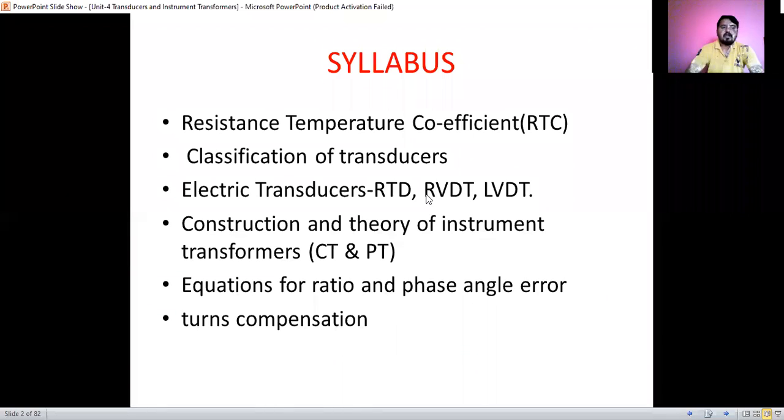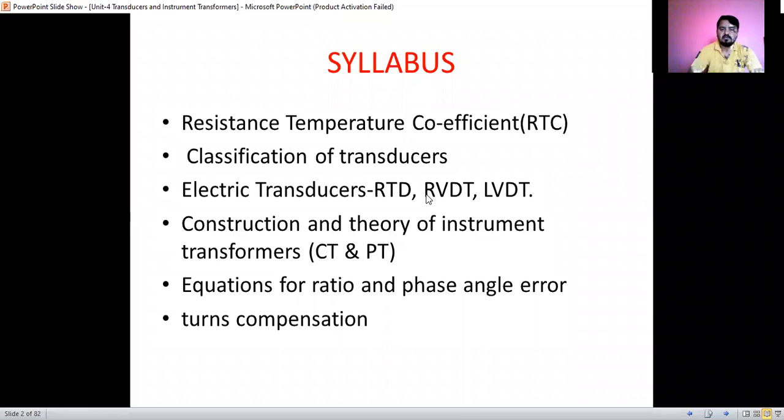So in that current and potential transformers, what are we going to discuss? We are going to discuss the construction and theory of instrument transformers. That is nothing but the construction and working principle of current transformers and potential transformers, and the types of current transformers and potential transformers. Then the ratio equations and phase angle error equation for the current transformers and potential transformers, and the turns compensation, how we are going to compensate the turns for the current transformers and potential transformers. We are going to discuss this in this chapter. It has two parts.